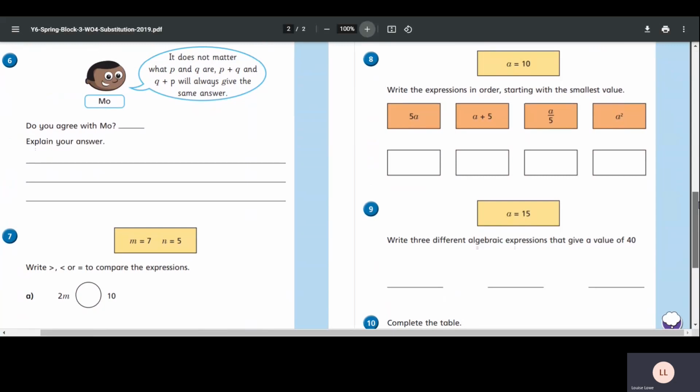Question 6, read whatever is in these speech bubbles, you need to read really carefully, okay? It does not matter what P and Q are. P plus Q and Q plus P will always give the same answer. That's what Mo is saying. That's his statement, and you've got to say whether or not you agree and why.